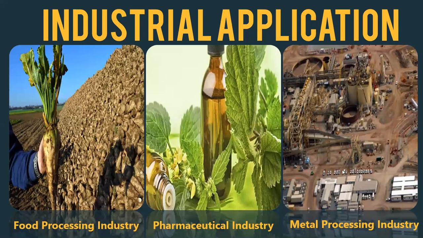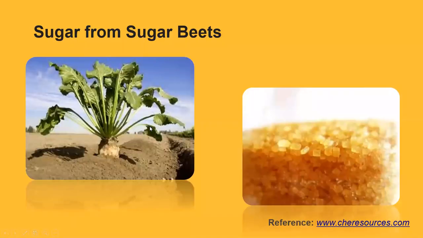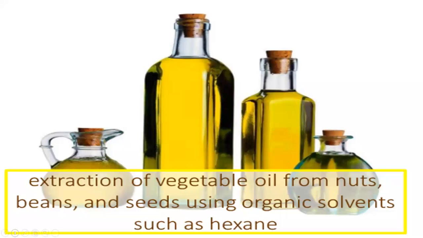So in the case of the metal processing industry, we also use leaching. You can have here, as an example, the beet plant wherein we form sugar by a simple case of washing with warm water. Then we can have also the extraction of vegetable oil from nuts, beans, and seeds using organic solvents such as hexane.